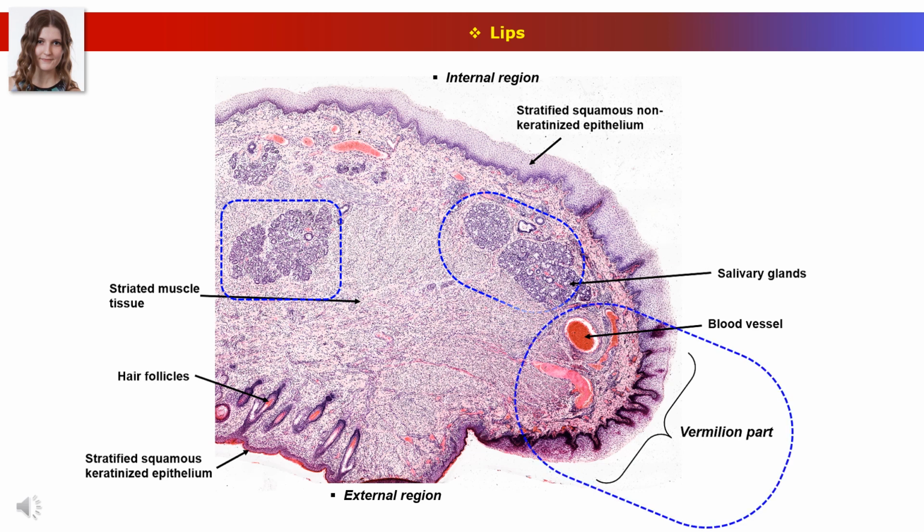The transitional region constitutes the free vermilion border of the lip. This zone has only a thin, lightly keratinized epidermal covering. The dense network of small blood vessels is responsible for the red color of the lips. This part is highly sensitive due to its rich sensory innervation.